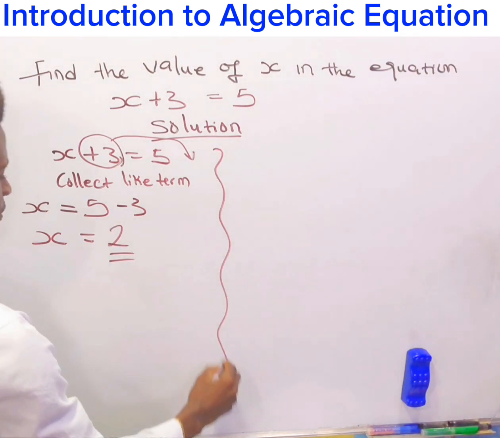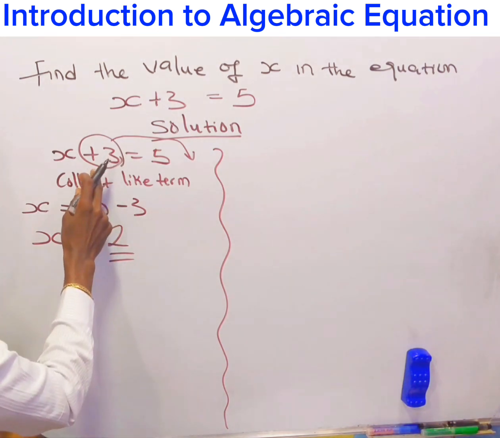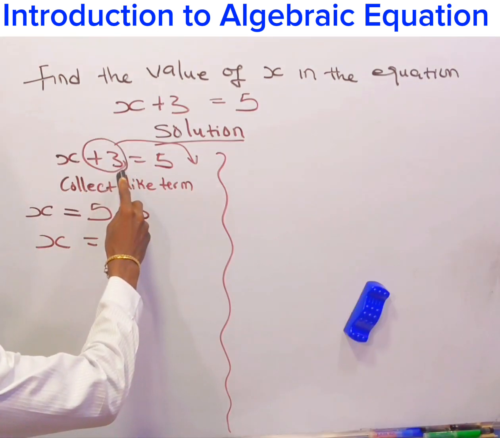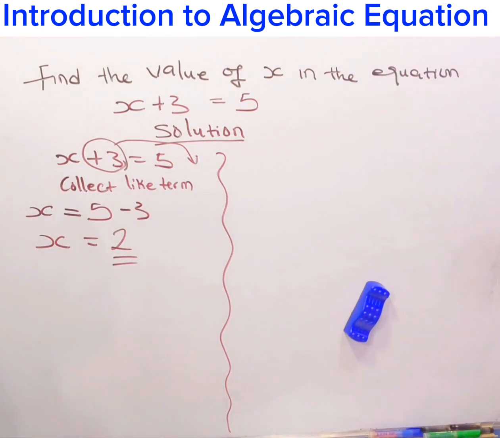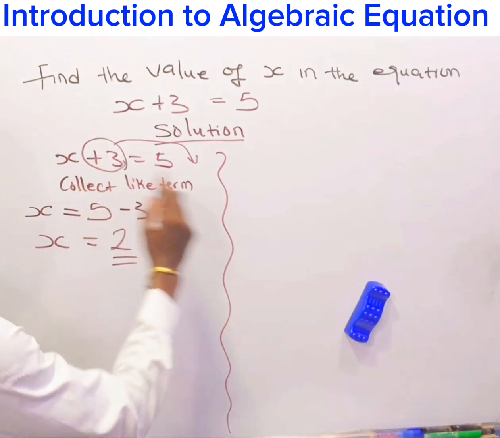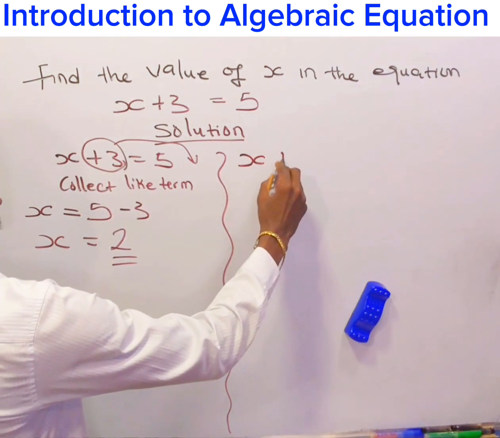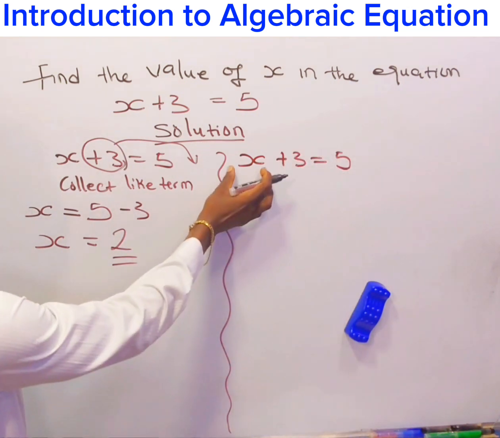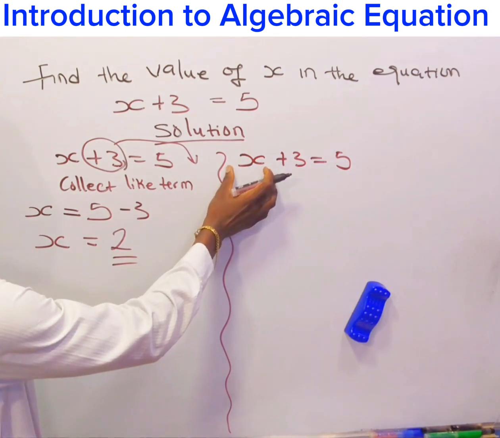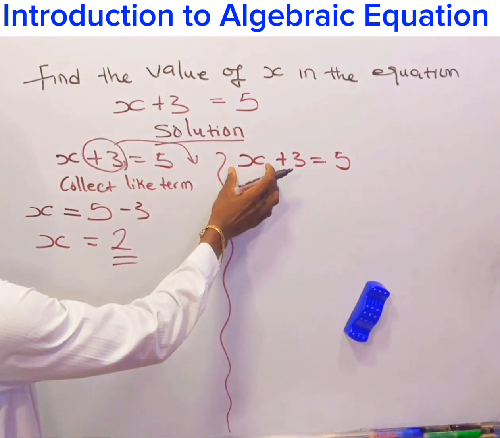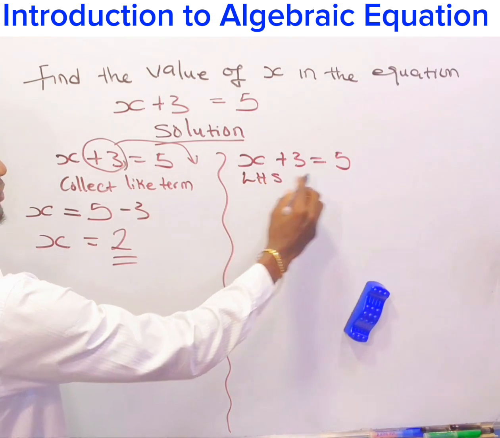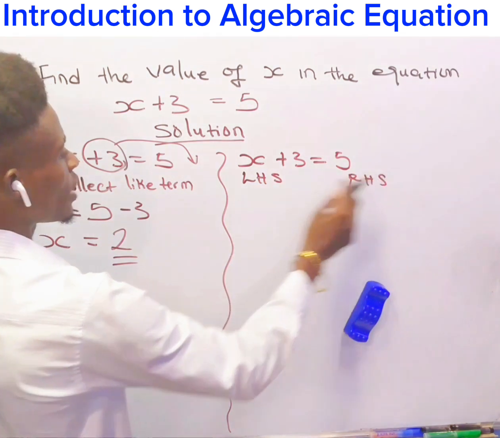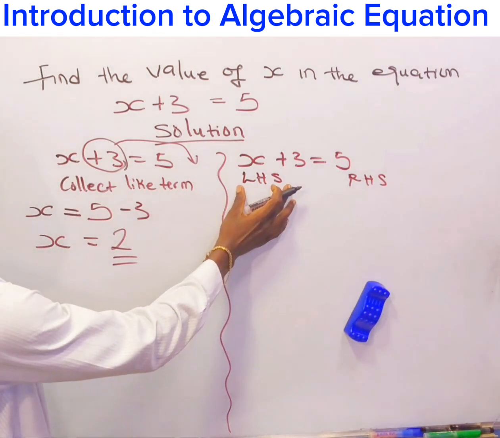The second method, using the additive inverse. What is additive inverse? Additive inverse is simply that number which, when added to a particular number, will become 0. Now, using the additive inverse method, we have x plus 3 to be equal to 5. We are looking for x. So let's make x be on its own on the left-hand side.